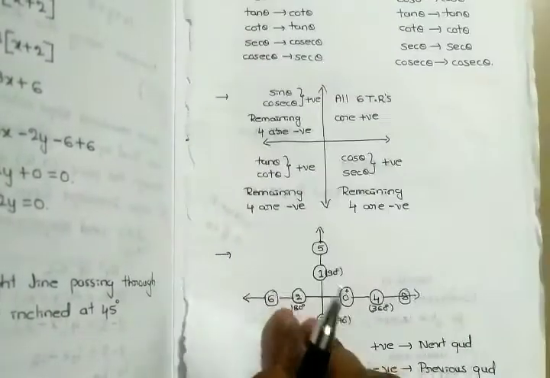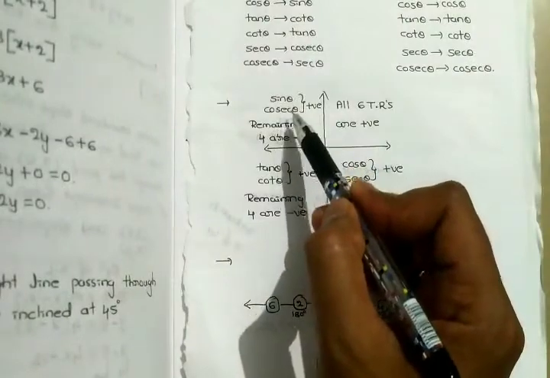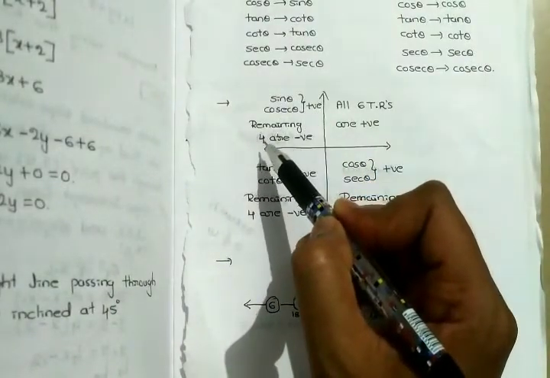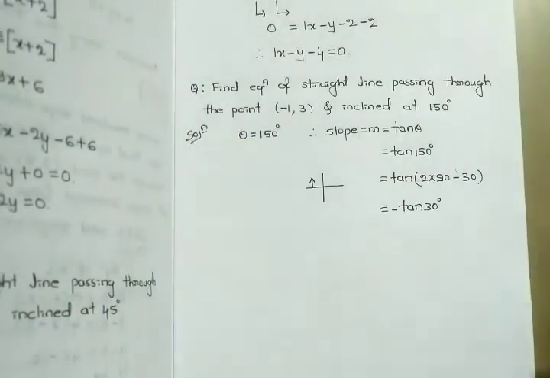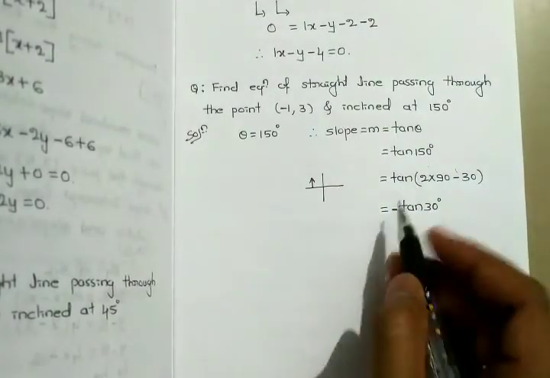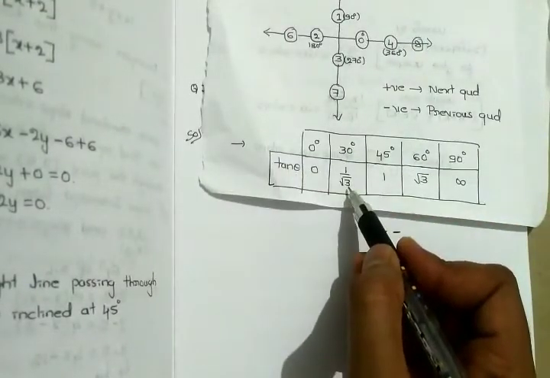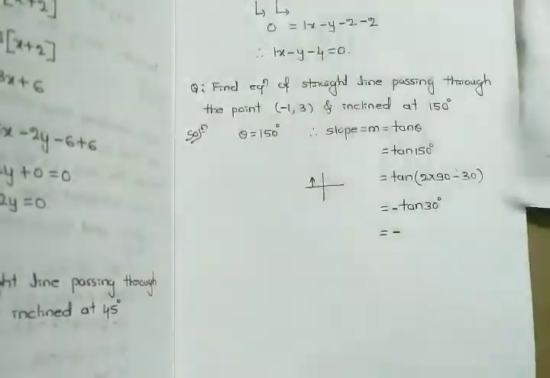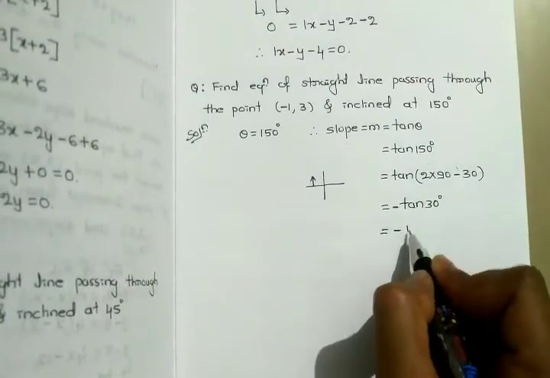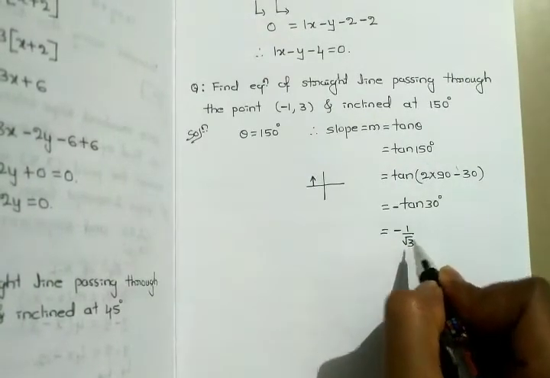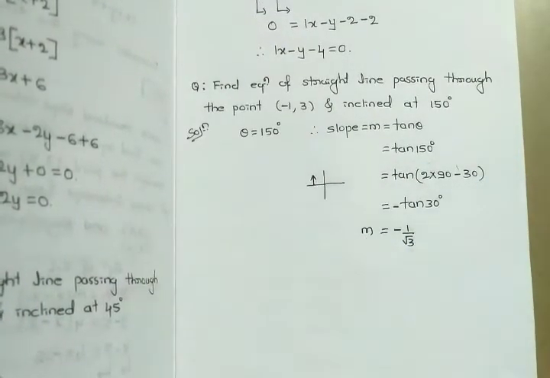So in the second quadrant, sine and cosec are positive, the remaining 4 are what? Negative sign. Therefore, tan is which sign? Minus. So next, negative sign, keep it as it is, tan 30 degrees. Tan 30 degrees is how much here? 1 divided by root 3. So right here 1 upon root 3. So this is the value of m.